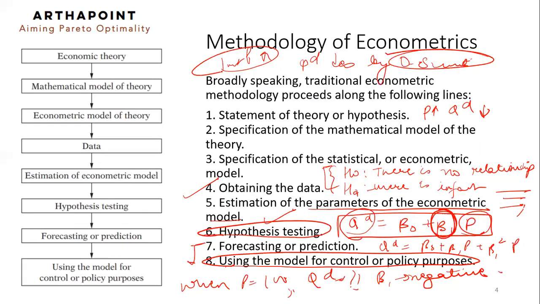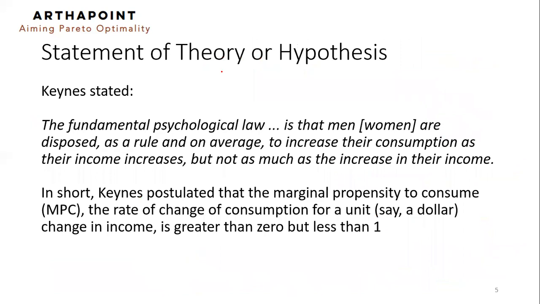Now, let us go ahead and understand the first thing, which is statement of theory or hypothesis. Now, what is the statement? The statement is what you want to test. So, for example, Keynes stated that the fundamental psychological law is that men and women are disposed as a rule and on average to increase their consumption as their income increases, but not as much as the increase in income.